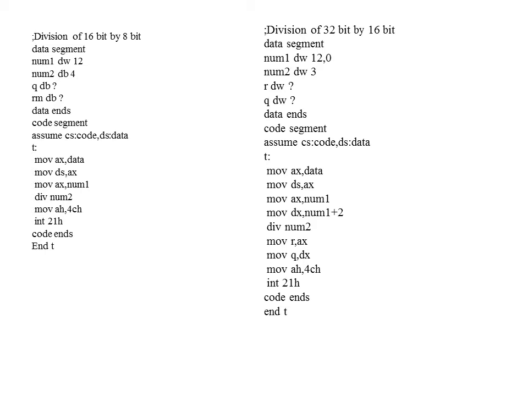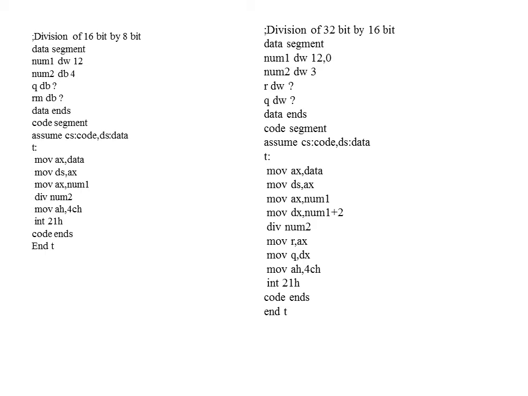Another guideline is about the number by which you are going to divide, the divisor. If that number is 8-bit, then that number should be transferred by any register or immediate operand or by any memory location.